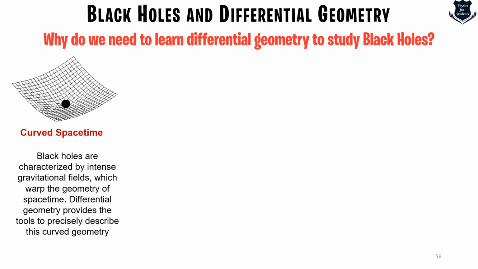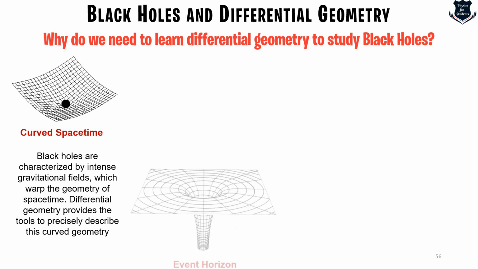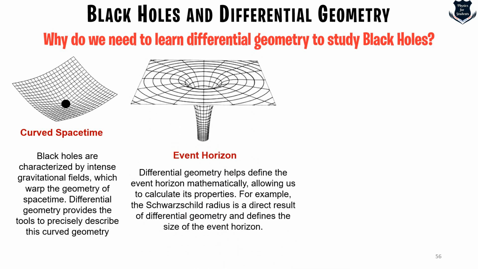The first is the curved space-time, because black holes are basically intense gravitational fields. It warps the geometry, and differential geometry is the only tool which will help us to understand the curvature. The second is the event horizon, because differential geometry will help us to define the event horizon. It will help us to know the direct result of Schwarzschild radius and other things.